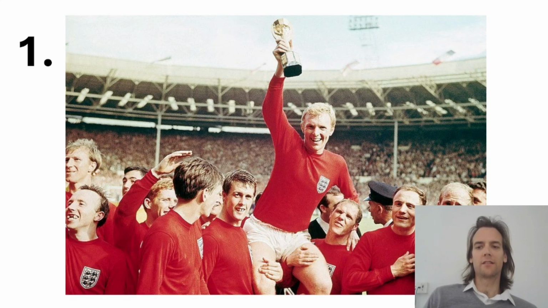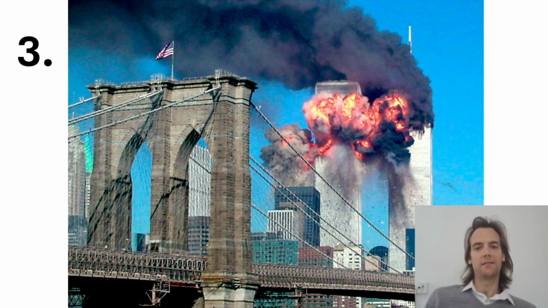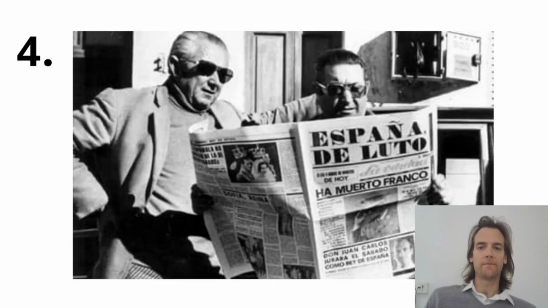Bobby Moore, of course, there. 3 lines on the shirt. Here's your second photo. What is that? And when is that? More importantly, just write the year. All you need to do is write the year. Number 3, that's a very easy one. Write the year of this photo.